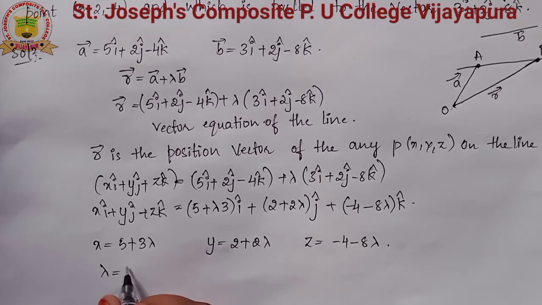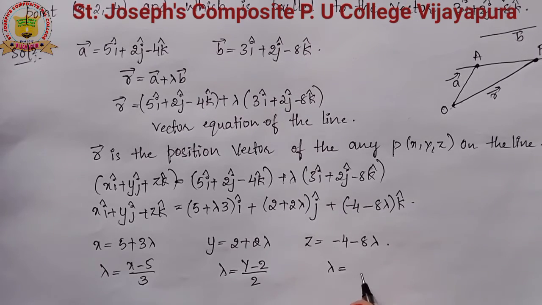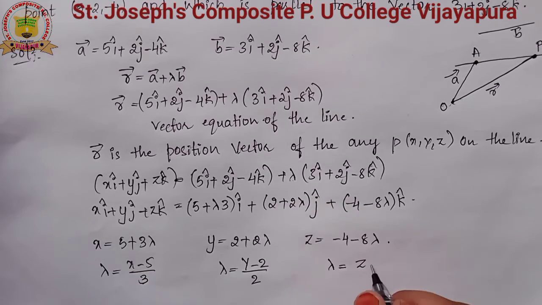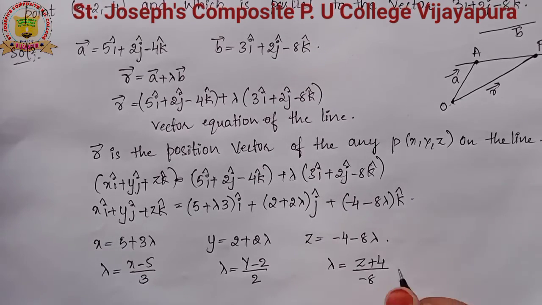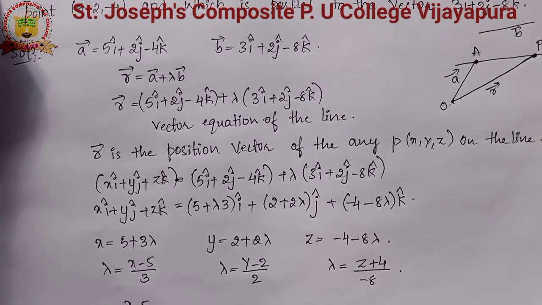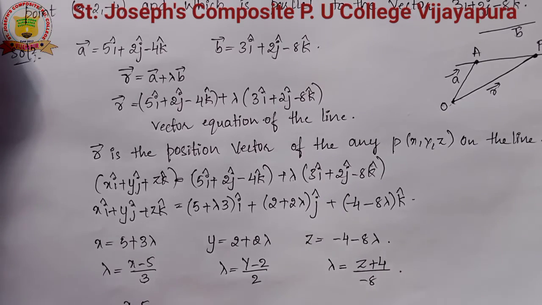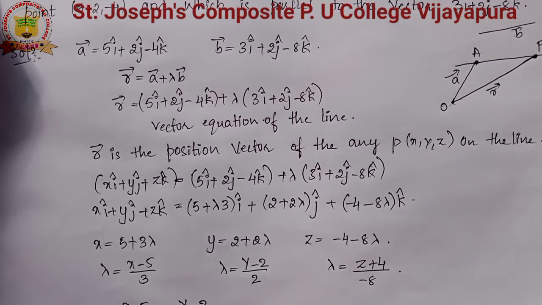Again, here eliminate the lambda. You will get lambda = (x - 5)/3, lambda = (y - 2)/2, and lambda = (z + 4)/(-8), since the -4 coming to this side becomes plus 4. These are the parametric equations of the line. Here we eliminated the parameter lambda. So you will get the equation as (x - 5)/3, because these all are the values of lambda only, so I will equate these: (x - 5)/3 = (y - 2)/2 = (z + 4)/(-8).